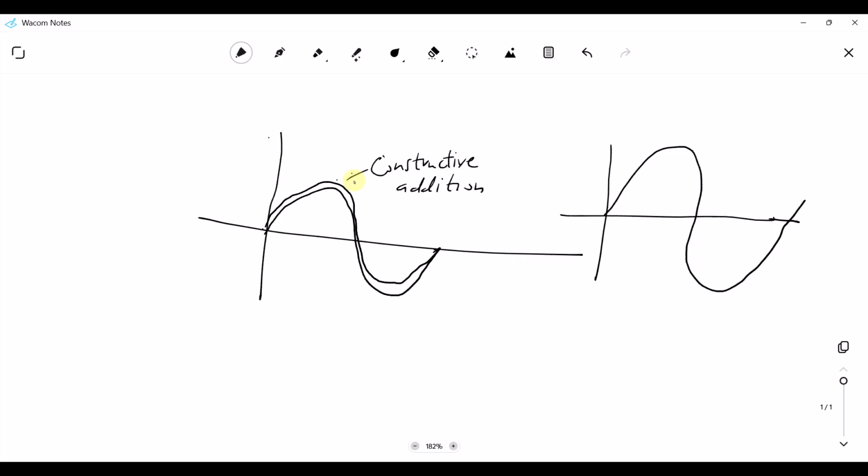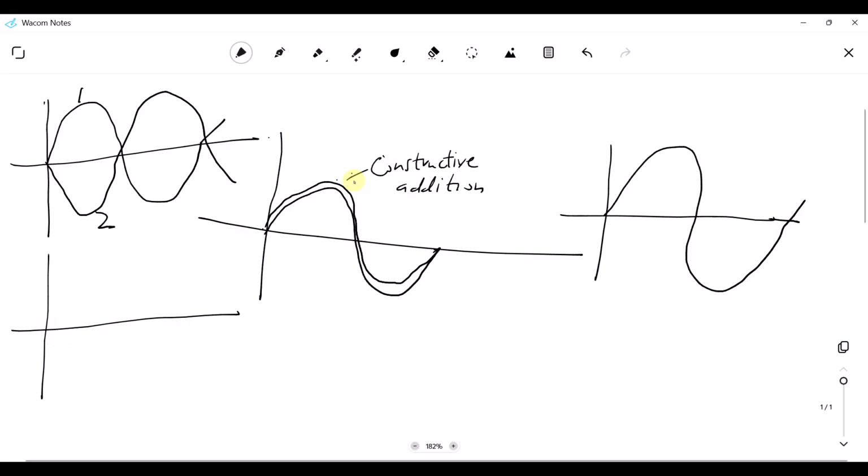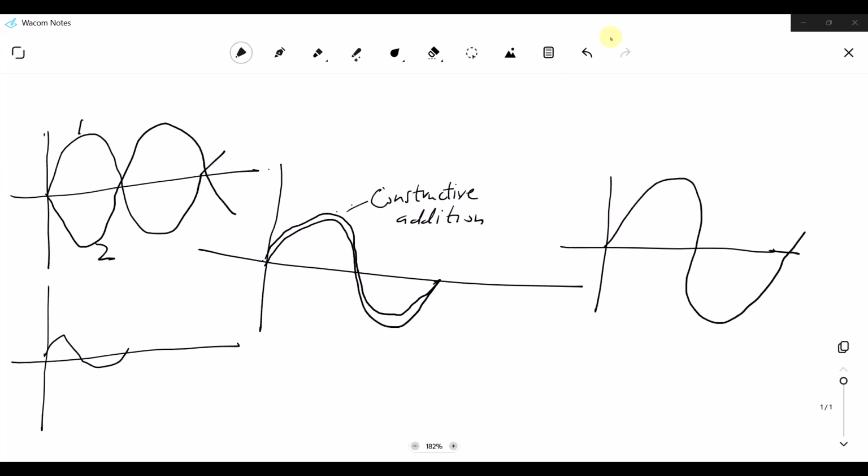But if we have this signal and then another signal came in this way, this is signal 1 and this is signal 2. Then the resulting signal will either die out or be very small because these are out of phase with each other, so it will be destructive. It will destroy the signal. It will lower the amplitude of a signal, and then the signal will not be constructive.